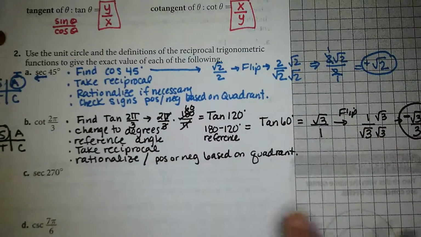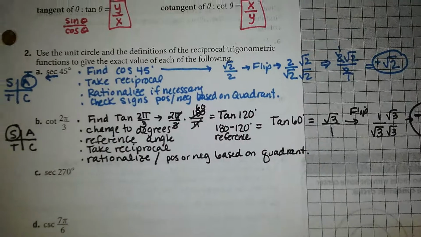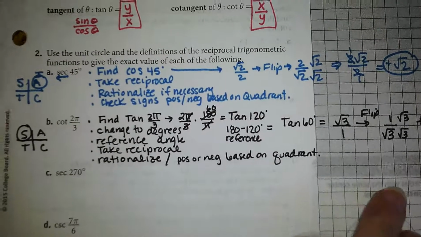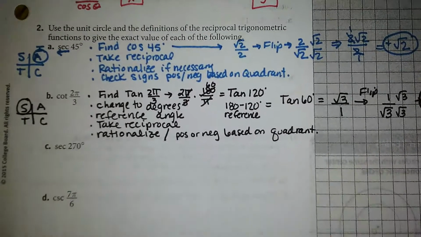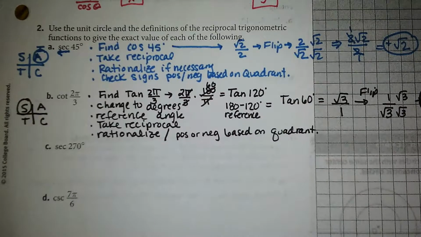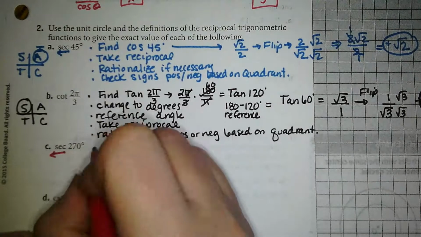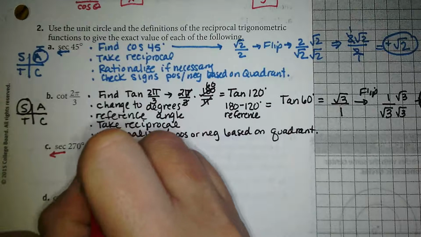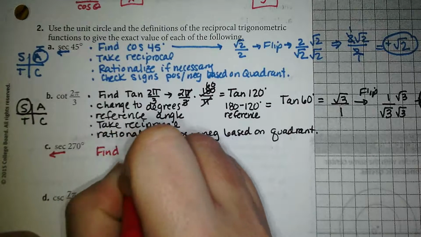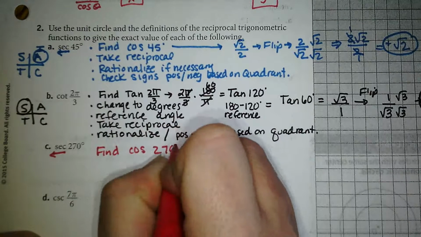Boom. Okay. So there's your letter B. Let's take a look at letter C. Secant of 270. You know what I love about 270? It's a quadrantal angle. Indeedy. So when I go to do this one, the first thing I need you to know is that secant is 1 over cosine. So we need to find the cosine of 270.